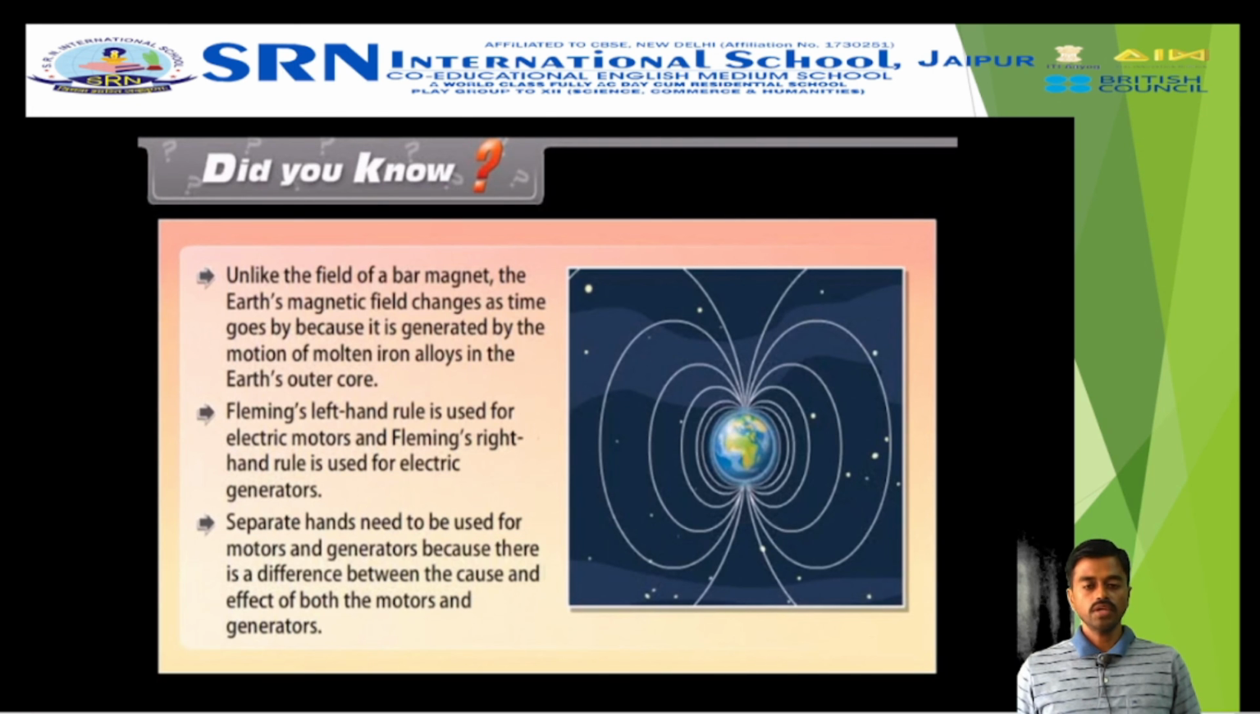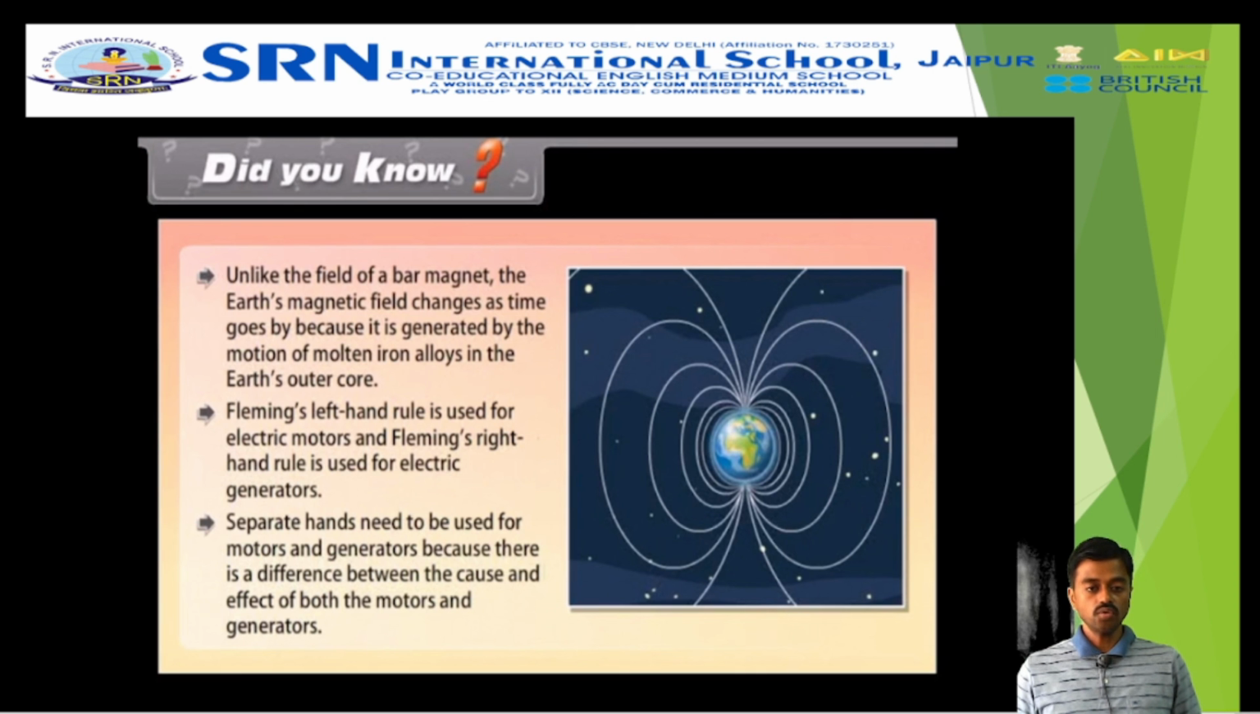Now there is a very interesting section, that is, did you know, unlike the field of a bar magnet, the earth's magnetic field changes as time goes by because it is generated by motion of molten iron alloys in the earth's outer core. So this is the reason why earth is magnetized, but it changes because the molten iron flows from one point to another point.